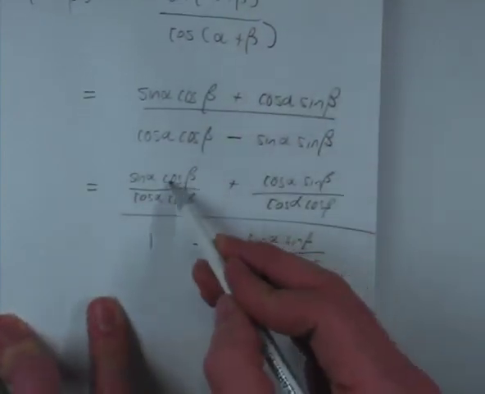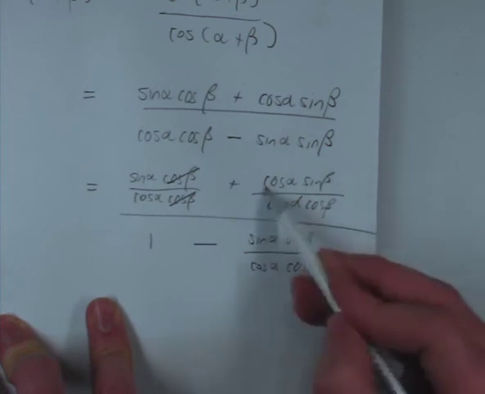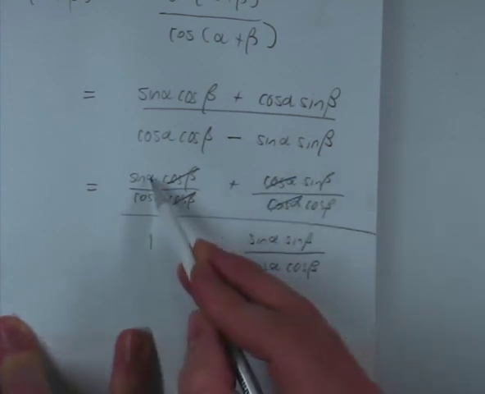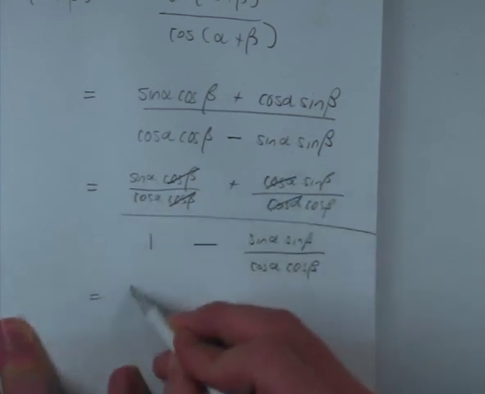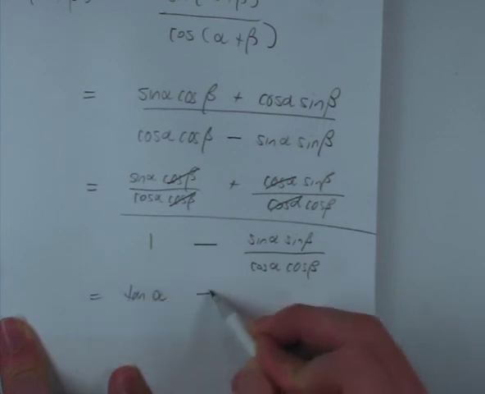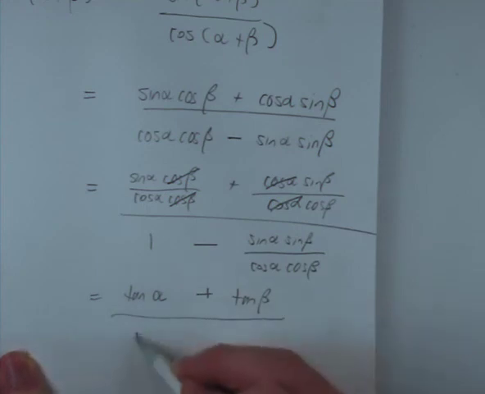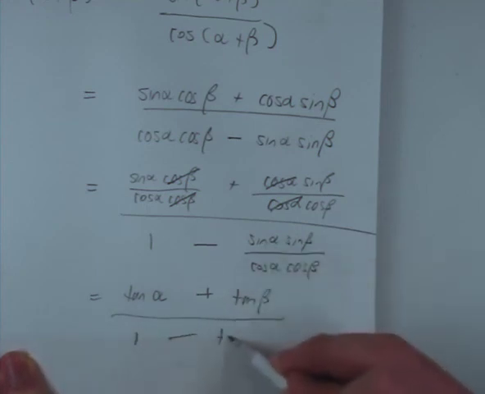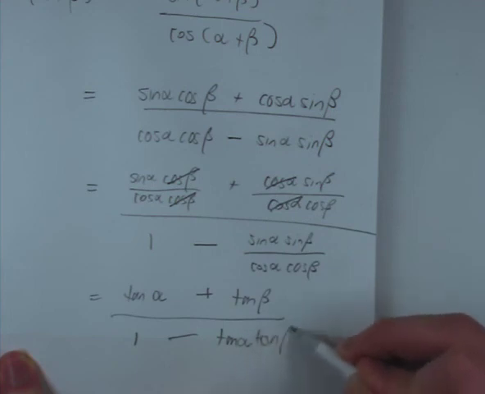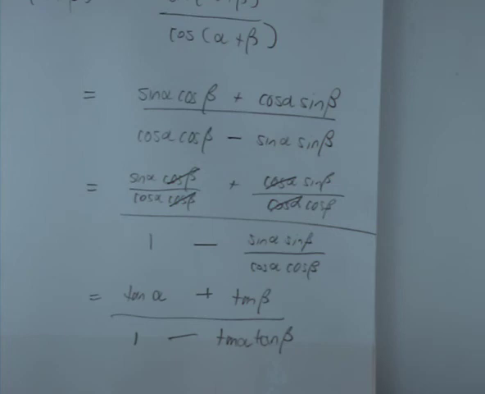Cos beta divided by cos beta, and they'll cancel. Look, sine alpha on cos alpha is tan alpha. Sine beta on cos beta is tan beta. Sine alpha on cos alpha is tan alpha. Sine beta on cos beta is tan beta. Magic. That's what I was looking for.